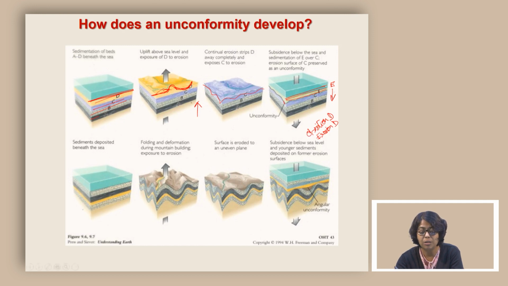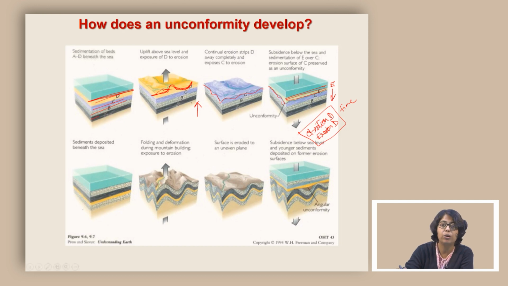So, this deposition of D and erosion of D is not recorded in the rock record, it is simply depicted by this line, which means this entire time that it took to form these things is not recorded, and that is why this particular boundary between C and E is representing an unconformity or a missing time.